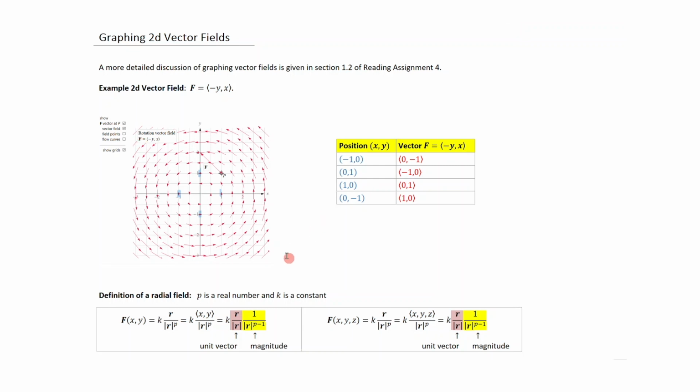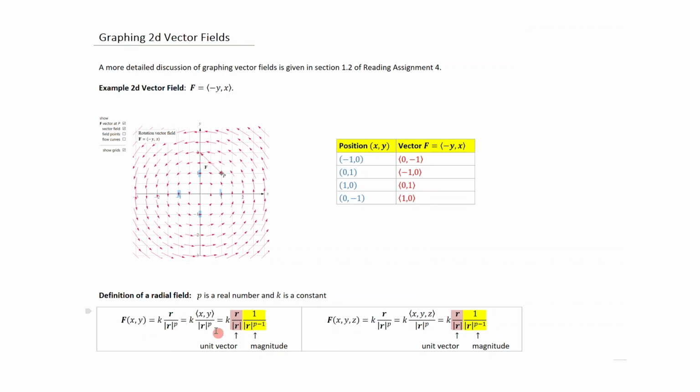The other thing we'll find is that we're using the word radial field quite often. So what does that mean? The definition of a radial field, we've got the 2D version and the 3D version. This is the 2D version, this is the 3D version. Here p is a real number and k is a constant. Anything of this form we call a radial field. So r here is this vector x, y. This is just the magnitude of this vector to some power p. p can be positive or negative. k is just some arbitrary constant.